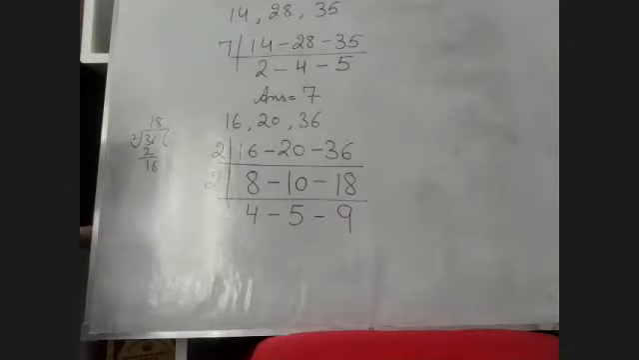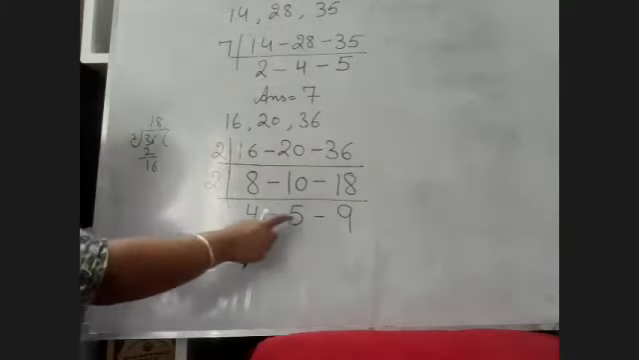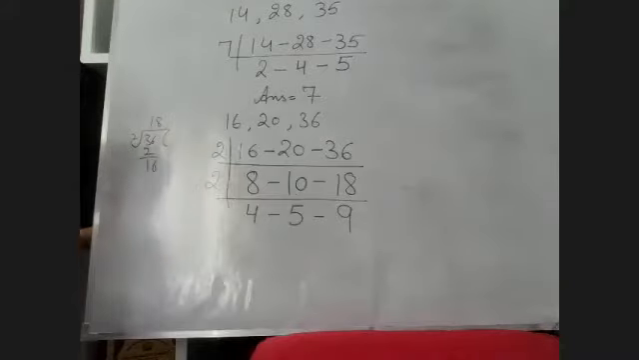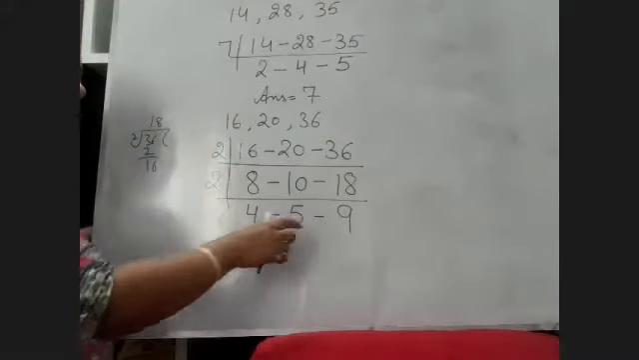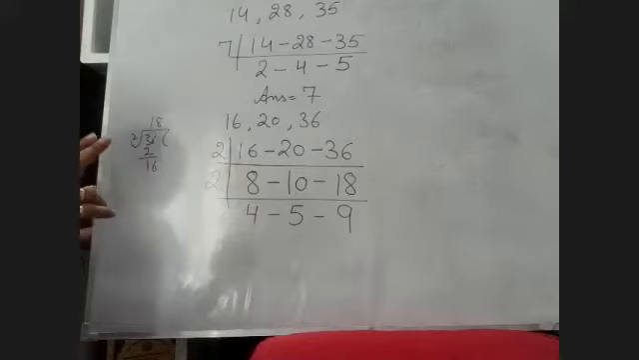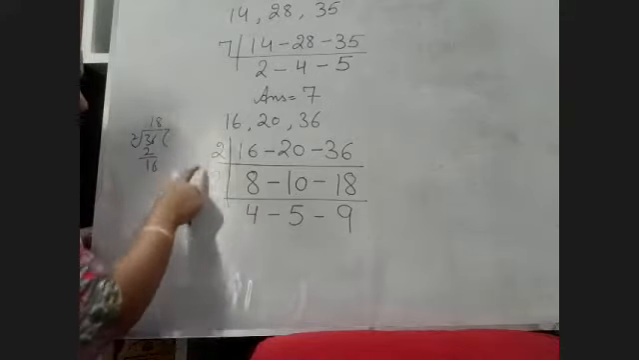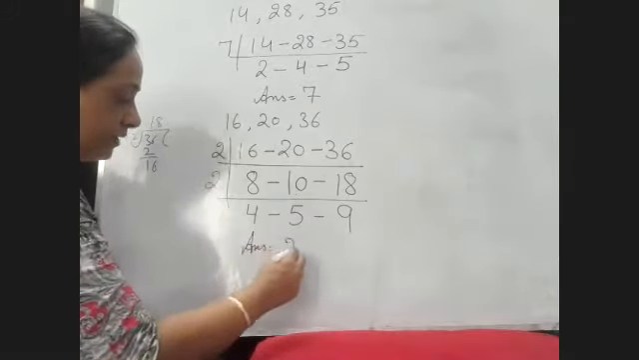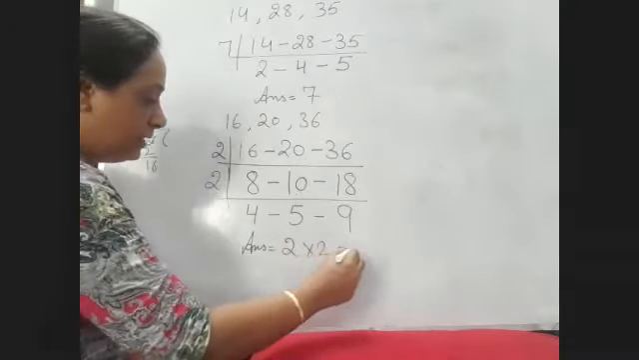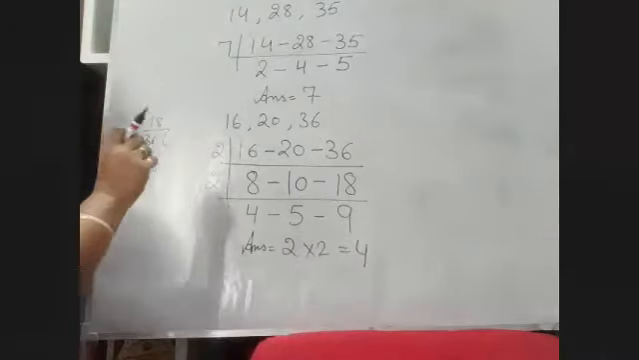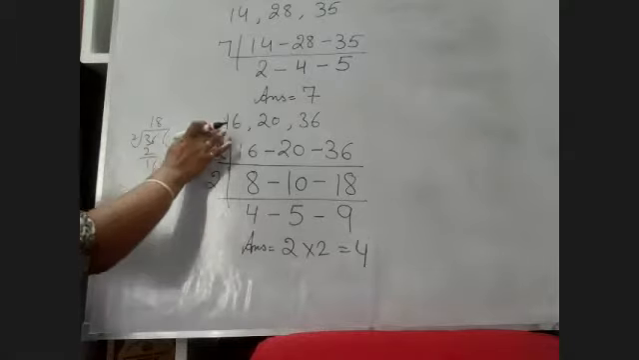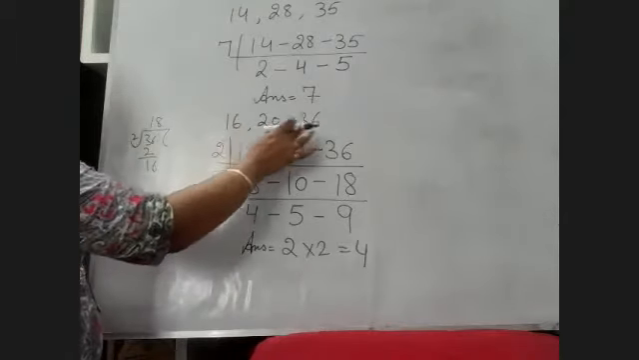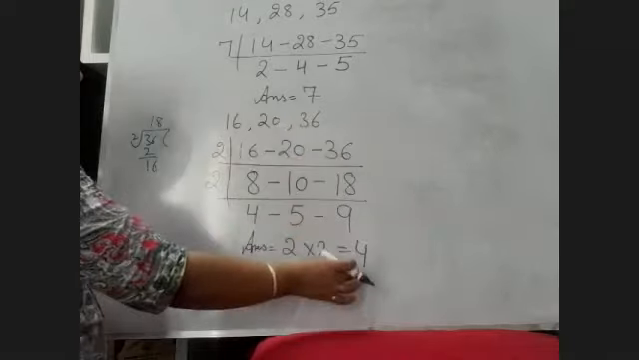In the third step, when we divide 8, 10, and 18 by 2, we get 4, 5, and 9. Now, students, these numbers 4, 5, and 9 are not multiples of any one number. So, our HCF is 2 multiplied by 2, which is 4. So students, the HCF of 16, 20 and 36 is 4.